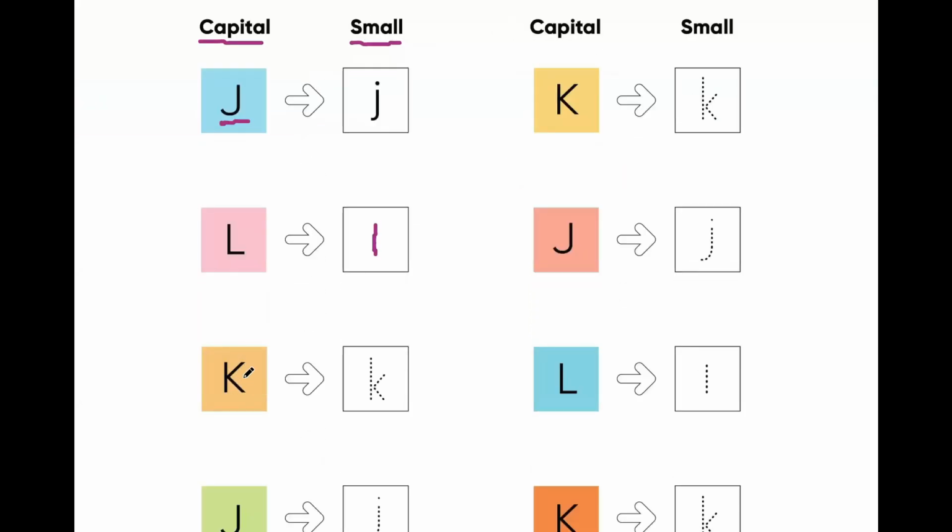Here you can see that in this orange box, we got the capital letter K, and after the arrowhead, we got the small letter K. So let's start tracing it. Start from this point and stretch the line in the downward direction and make a slant line in the upward direction and a slant line in the downward direction. So we are done with the tracing of the lowercase letter K.